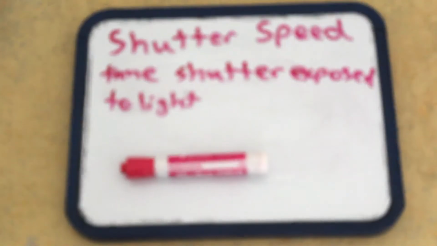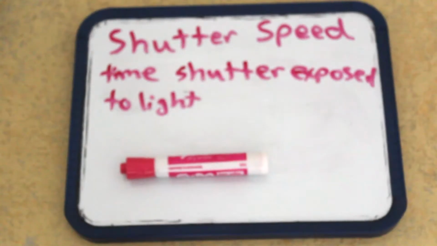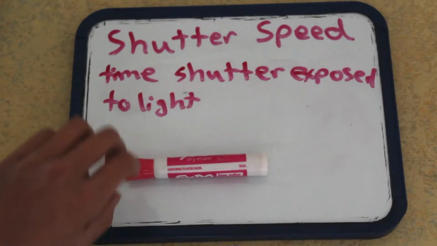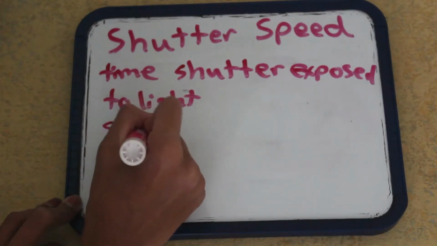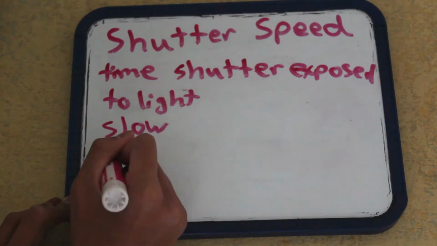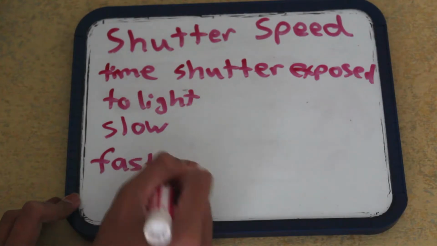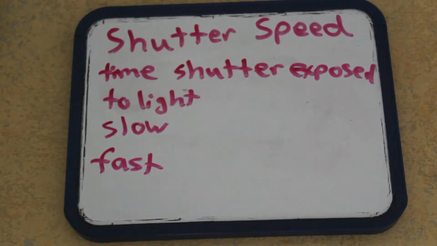So shutter speed is important because it's the amount of time the camera captures. There are two types of shutter speed: slow shutter speed, and fast shutter speed. You would want to use different types of shutter speed for different types of things.